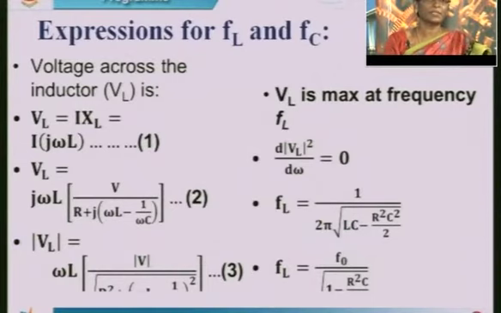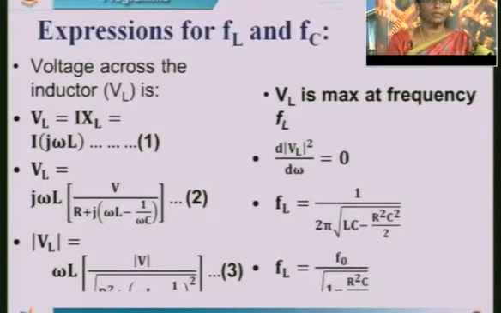So the general expression for voltage across the inductor is VL equal to I into XL, which is nothing but I into j omega L, given by equation 1. Again I'll substitute what is I, keeping the j omega L out. I is nothing but V by R plus j omega L minus 1 by omega C. So equation 2 will give you the VL, which is the voltage across the inductor.